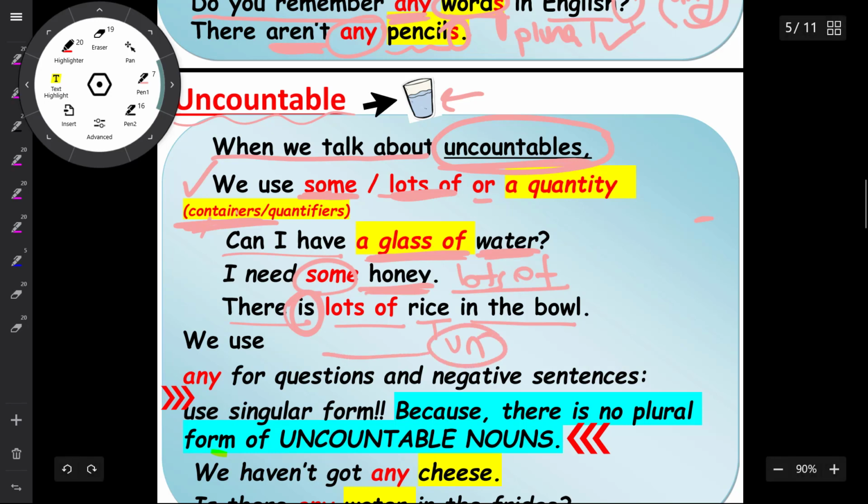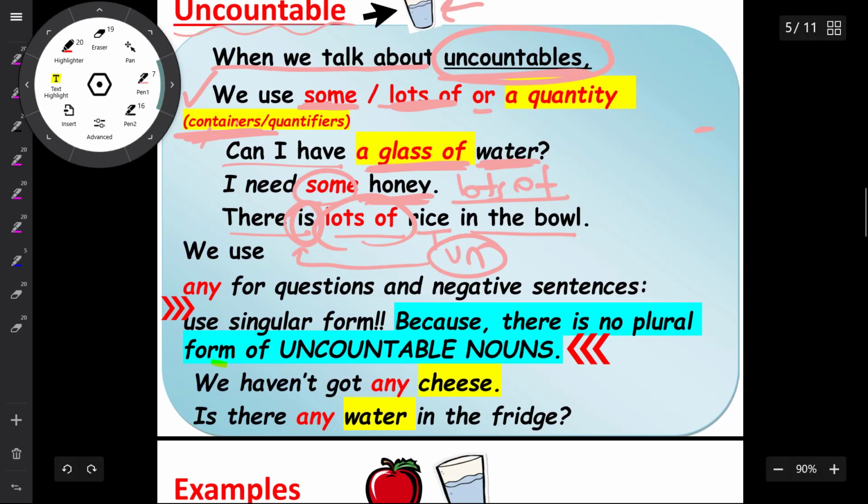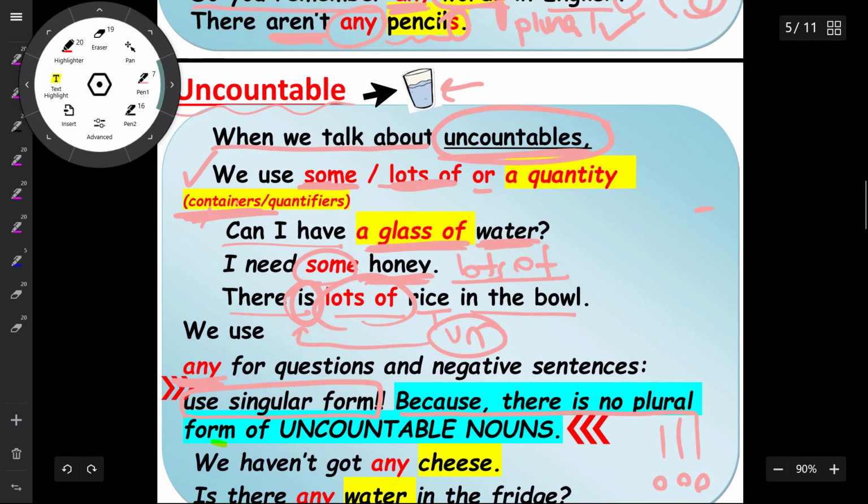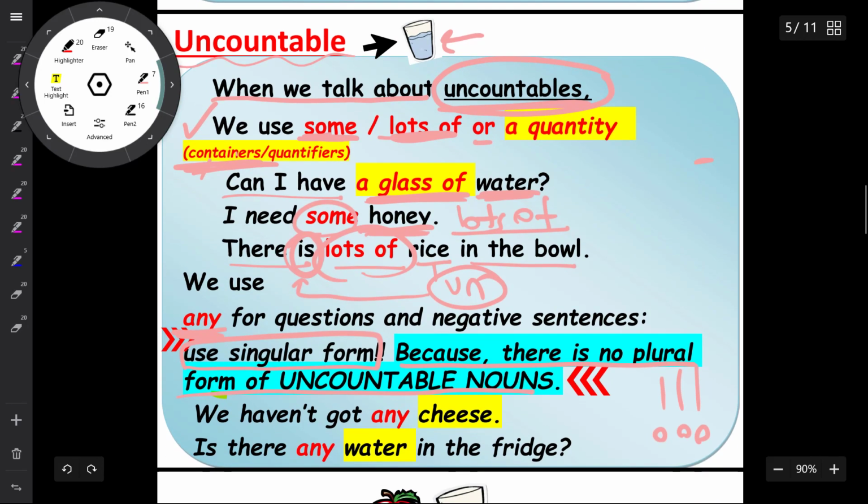Uncountable means we use singular, and we can use lots of, or there is some rice in the bowl. There is lots of rice in the bowl, we can say. What about any? How can we use any in questions and negative sentences with uncountable nouns? Use singular form. It is very important. Singular form, because there is no plural form of uncountable nouns. We cannot say cheeses, we cannot say waters, okay?